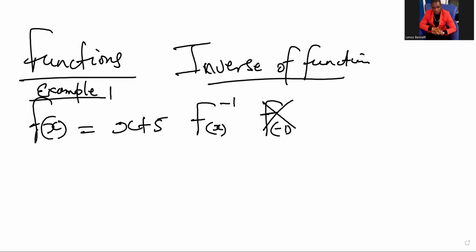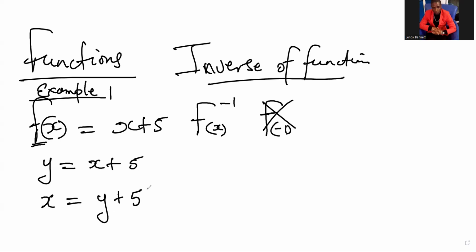All right, so first thing you do, you change the function to y. So you have y is equal to x plus 5. And then we interchange x for y and y for x. Those persons who like notes, please take your own notes, all right? And then the last thing, we solve for y. So we're going to make y the subject of the formula.